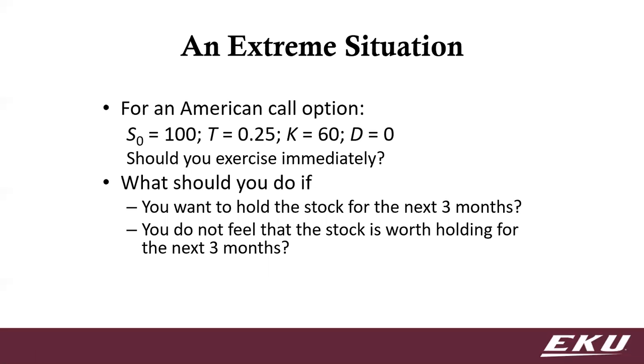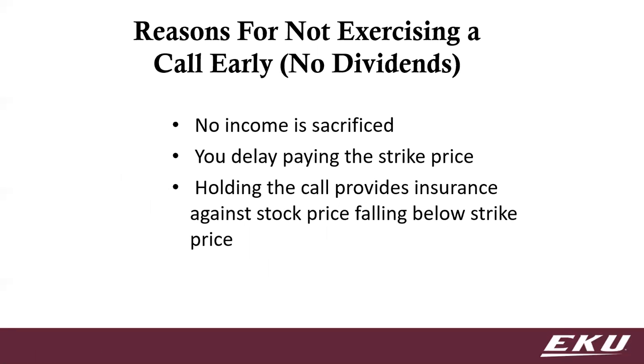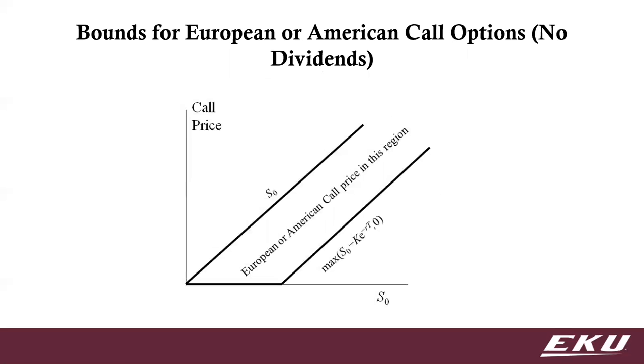And so the reasons you wouldn't exercise the call early if you had no dividends, remember this is an American call, is that you're not losing anything. Having the option gives you more options, so you're just better off holding it. And if the stock price falls, you can always exercise it, so that's why we would not normally exercise that. Remember, we said the American call will be greater than or equal to the European call when there are no dividends.